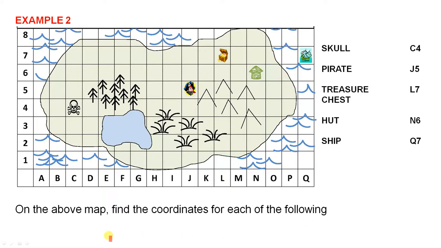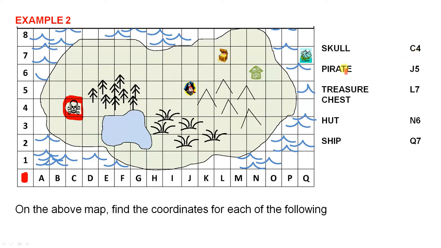Example 2. On the above map, find the coordinates for each of the following. The first one is the skull. Now let's see where the skull is. Here it is here. So the skull is in that position there. So there's the start. Remember, you always start here. So we go across and we look at the letter C, and we go up and we see that the skull is level with the number 4. So C4 represents the skull.